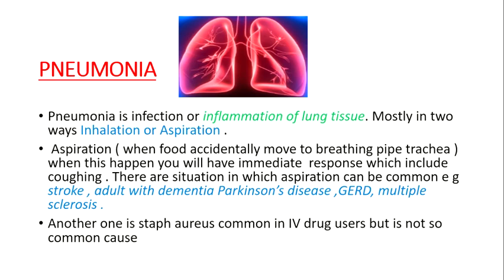So we have some people who have chronic diseases that may affect the coughing reflex. We have stroke, where people have weakness in the muscles around the neck. Also, we have adults who have dementia. We have Parkinson's disease, gastroesophageal reflux disease, and multiple sclerosis. Other conditions that affect these muscles may lead to these people aspirating particles that may end up damaging your lungs.